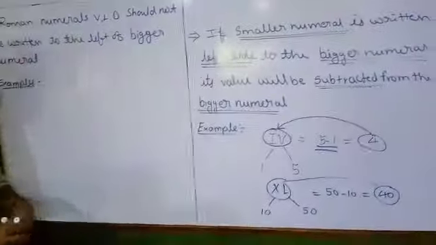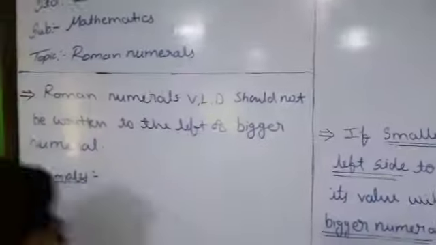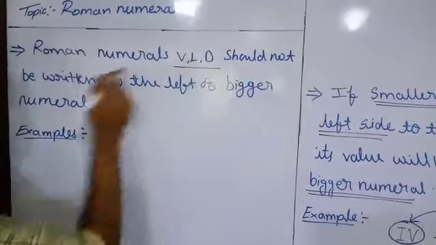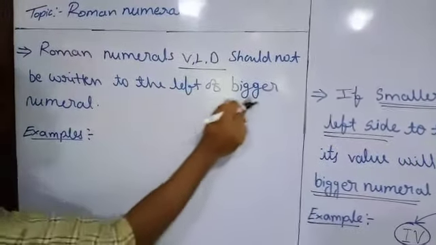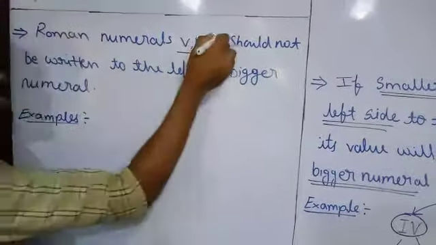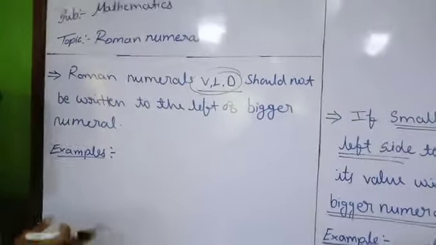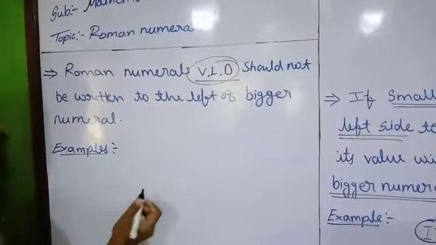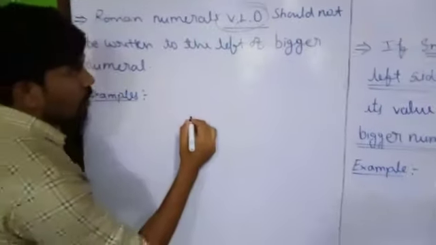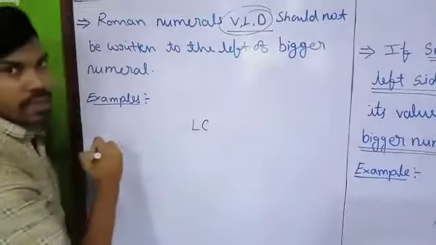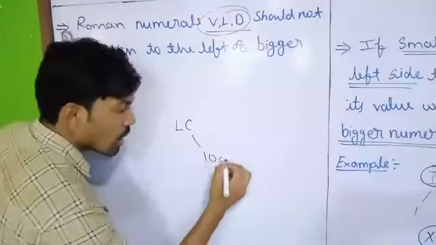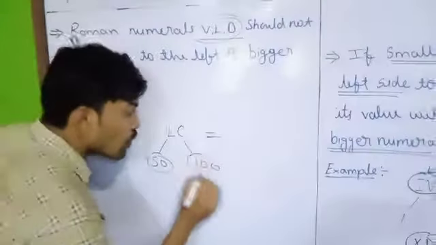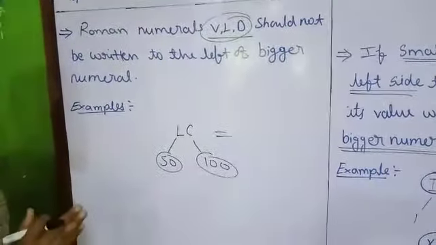Now proceed to the next one. Here in the next principle, the Roman numerals V, L, D should not be written to the left of the bigger numerals. Means these three we should not use according to the previous principle. V, L, D should not be written to the left of bigger numerals. Take an example: L, C. C stands for 100, L stands for 50, as we know from the 7 main principles.